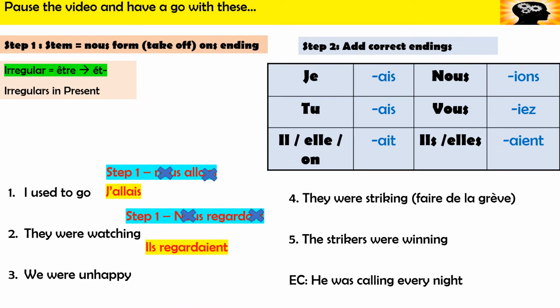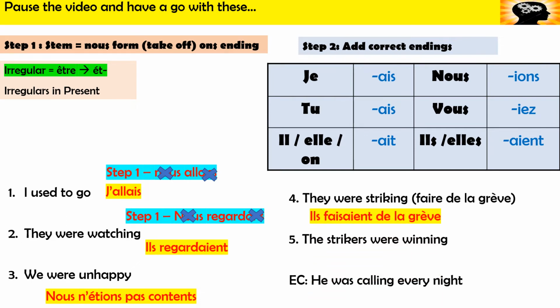Perfect. They were unhappy. Okay, the unhappy makes this tricky. So it's être, which is our irregular. So you change it to nous, n'étions pas contents. We were not happy. Nous n'étions pas. They were striking. Faire la grève is to go on strike, to do a strike. So faire's irregular. Nous form, nous faisons. So the FAIS is your stem. Ils faisaient la grève.